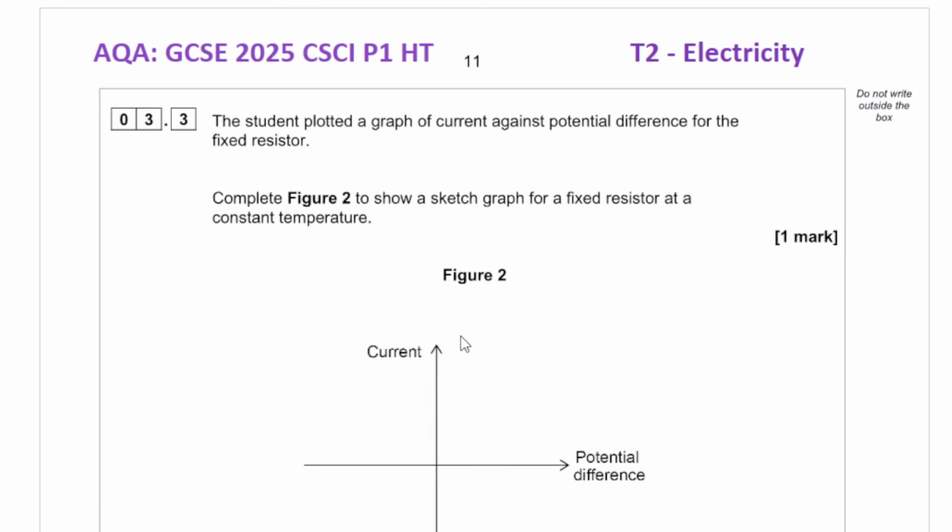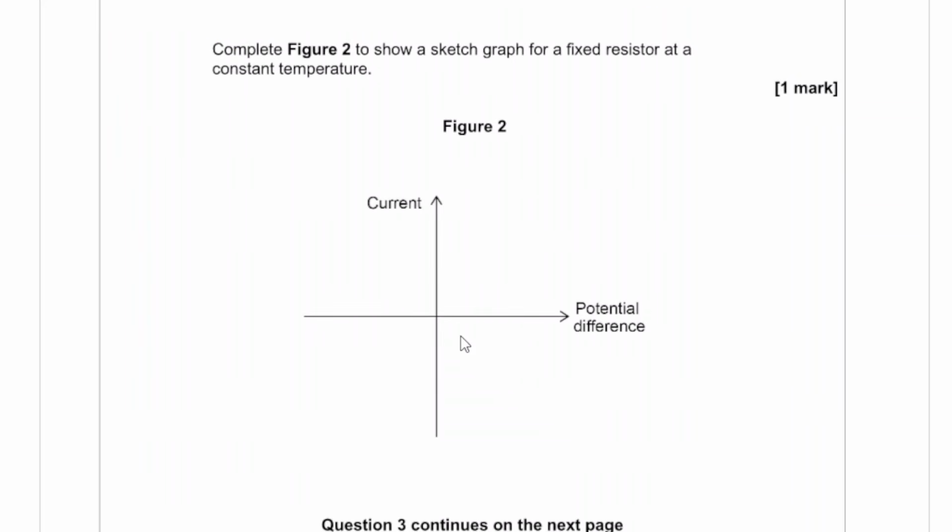The student plotted a graph of current against potential difference for the fixed resistor. Complete figure 2 to show a sketch graph for a fixed resistor at a constant temperature. That would be a straight line going through 0. So just make sure it goes through the center point. Remember, you have to remember 3 different graphs. This one is for a fixed resistor.